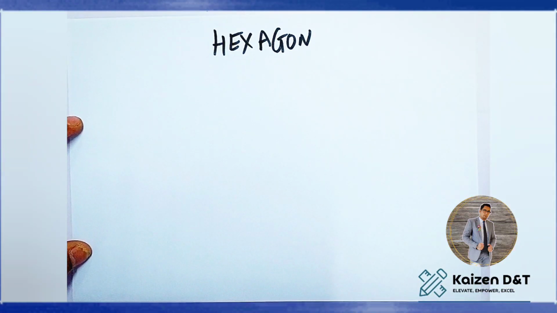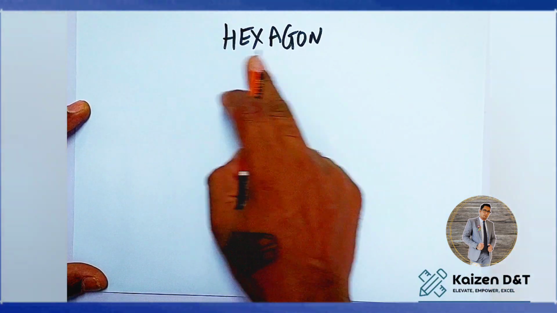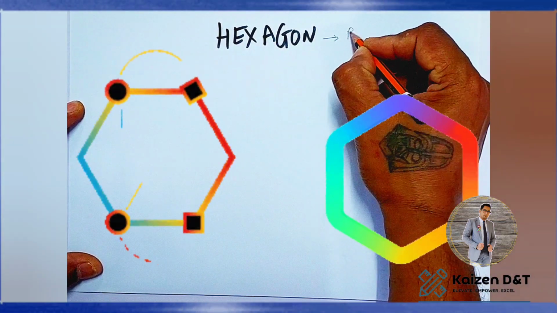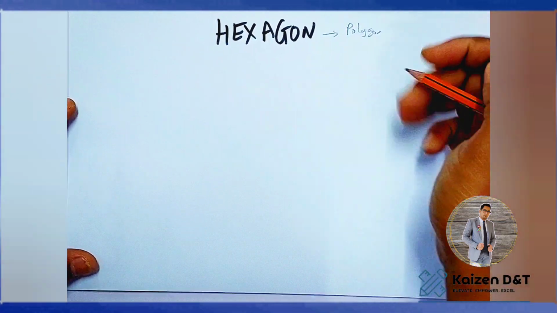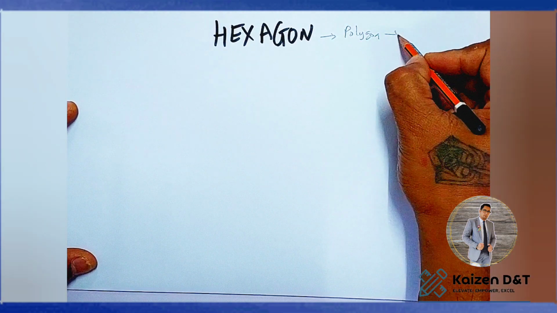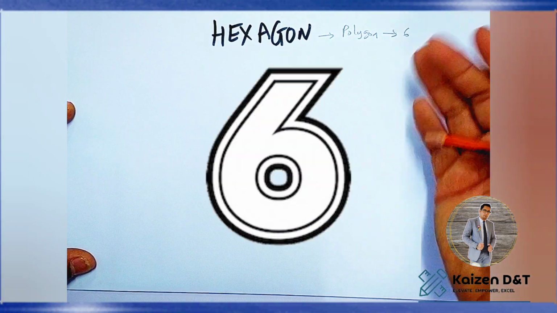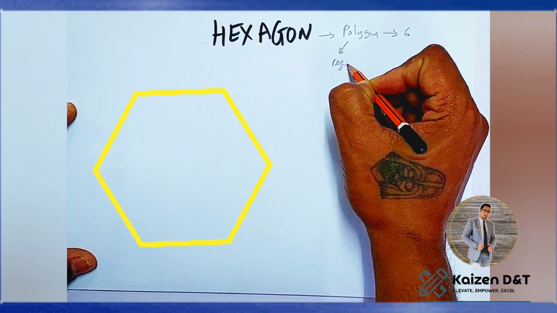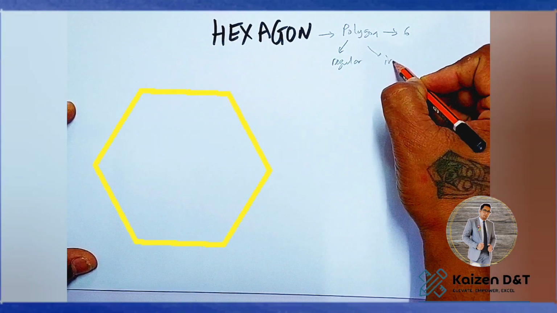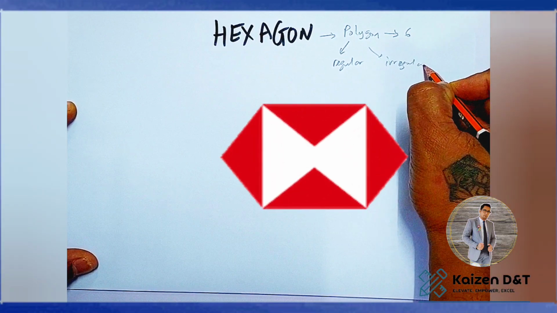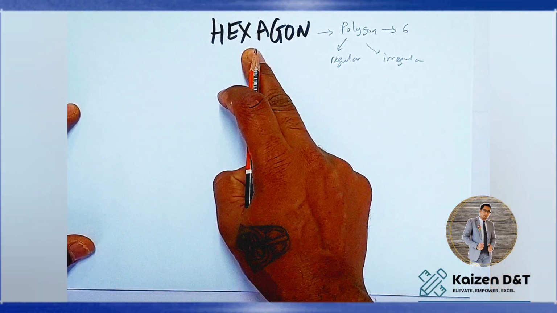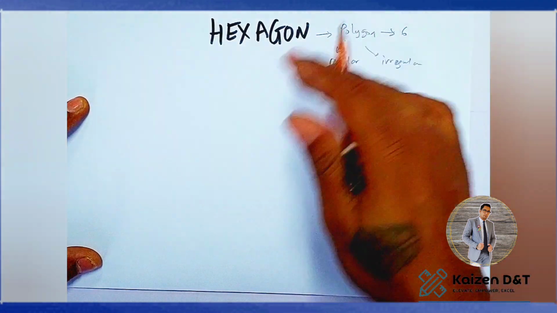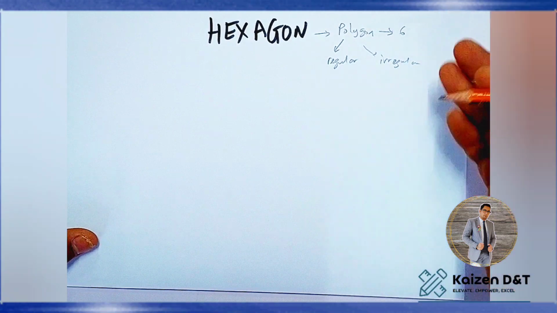So now we have reached the last part of this video where we are going to draw a hexagon. Now, hexagon is a type of polygon, which means that it has many sides. Okay, now this has 6 sides. There are 2 types of polygons, one which is regular and the other one which is irregular. In a regular hexagon, all the sides are going to be equal, whereas in an irregular hexagon, the sides are not going to be equal, but it is still going to have 6 sides.